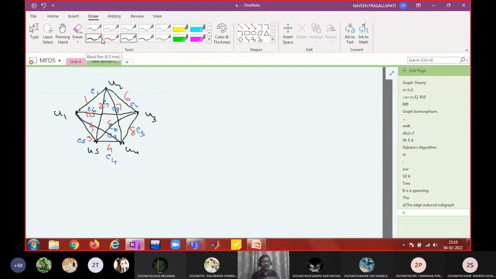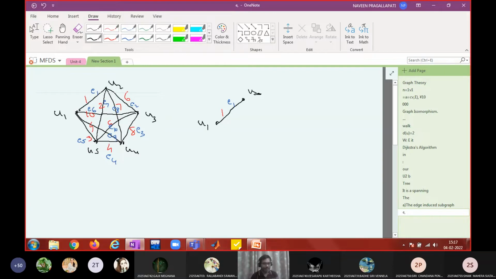Now tell me with what edge I have to start? Weights are in red color. Edge names are in blue color. I have to start with the minimum weight edge. Which edge is having minimum weight? E1, right? E1 is having only weight 1. Remaining weights are more than 1. So I have to select U1, U2 first, connecting U1 and U2 through E1. What is this edge weight? 1, and this is E1. I agree.